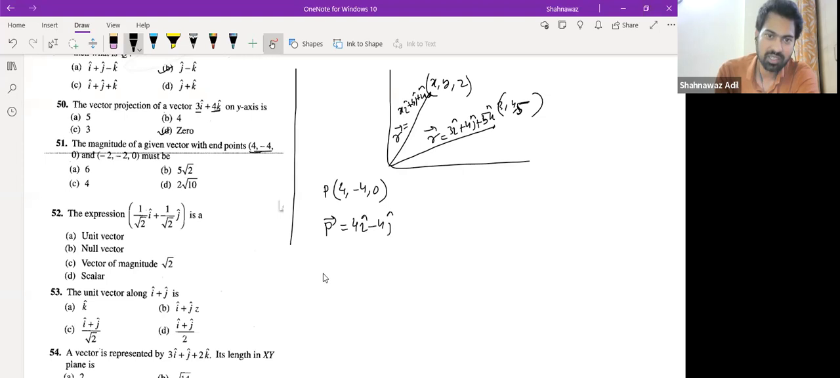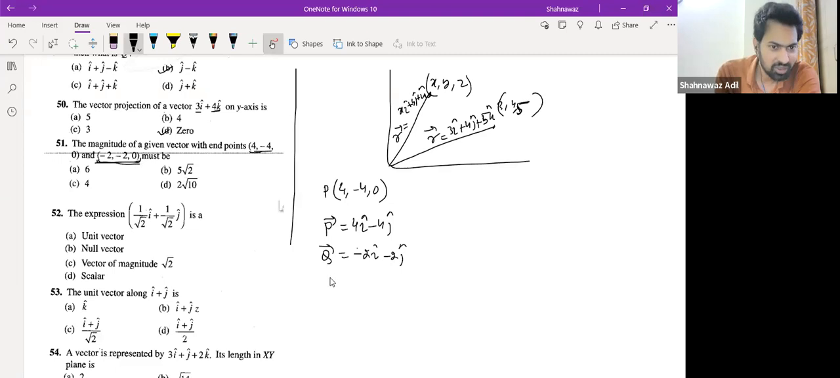4j. Okay, Rishita, what would be, let's say, this second Q vector? 3i cap plus 4j cap plus 5k cap. This vector.